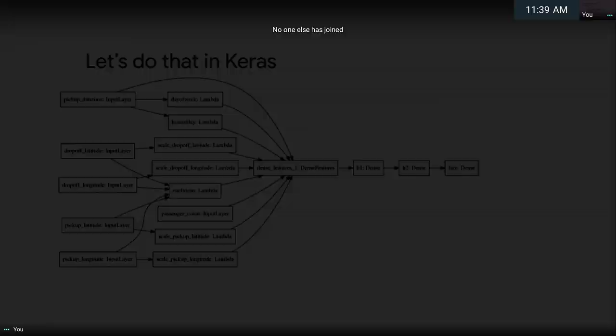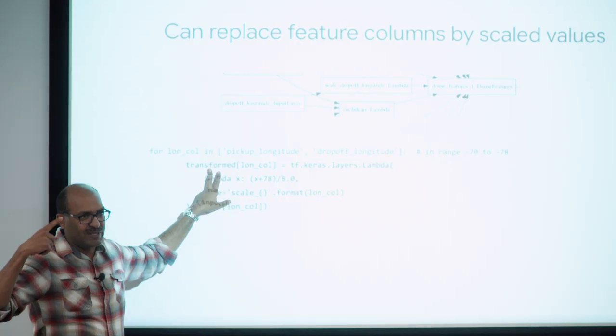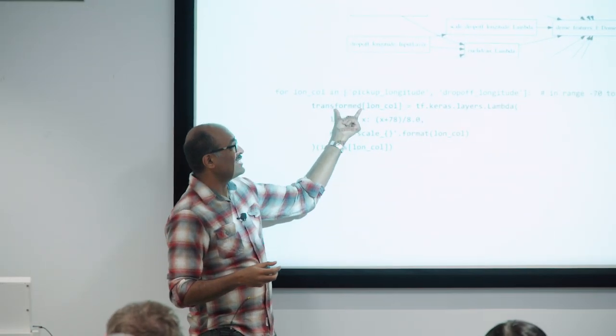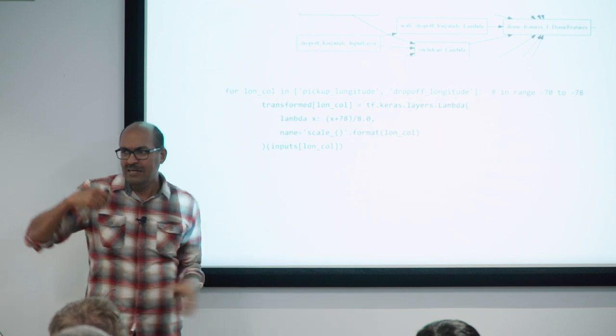So let's look at how we would do that. If you want to replace a feature column by a scaled value, you think in terms of this transform idea again. It's a good idea to think of it as: I have my original raw data, and I'm going to transform it. So I have a new dictionary of transformed things, and the transformed longitude column is a lambda layer in Keras, where I take the original value, add 78, and divide by 8, because I know those are the numbers that happen in New York. It's between minus 70 and minus 78. So this brings it down to 0 to 1. That's my scaled value, and that's a pretty easy thing. The bottom line is, if you want to apply your own custom function in Keras, use a lambda layer as your transform layer.